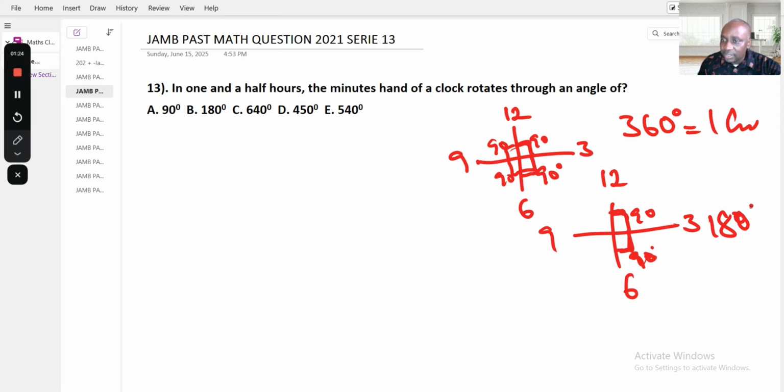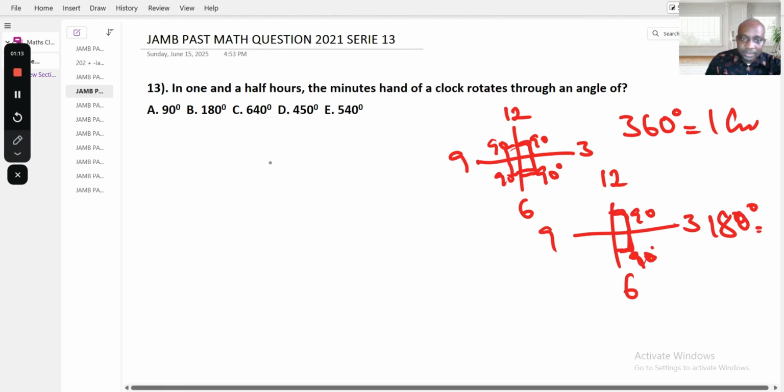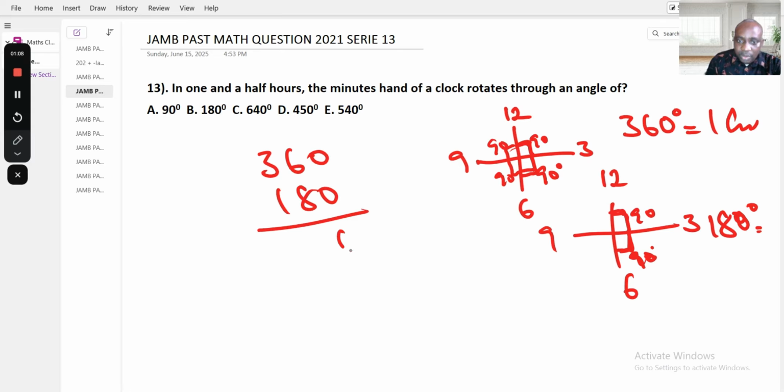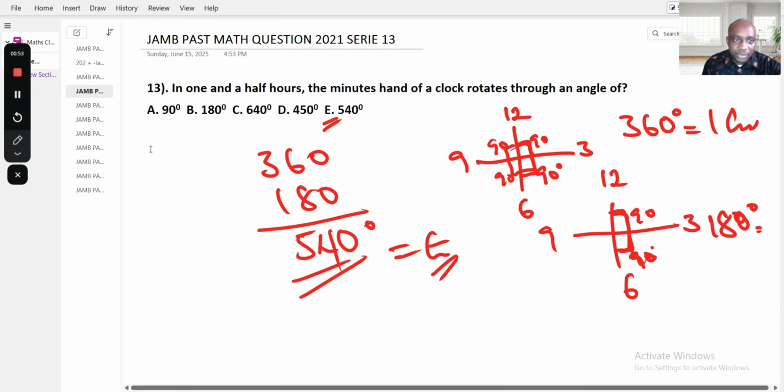180 degree, isn't it? Now let's add the 360 and the 180 degree. 360 equals 1 hour. 180 degree equals 30 minutes. 360 plus 180: 0 plus 0 is 0. 6 plus 8, that's 14. Make that 1, 4, 5. Our final answer is 540 degree. Do you have it there? Yes, E. Our answer is E. Let's move to the next question.